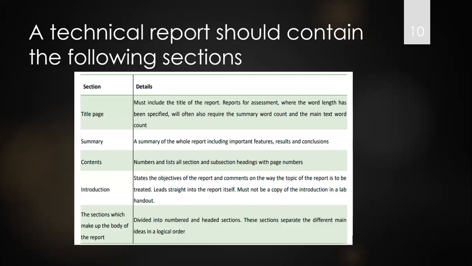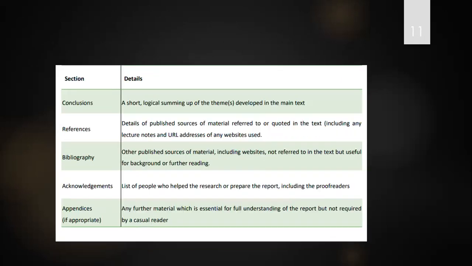A technical report should contain the following sections. So there should be a title page, there should be a summary, contents, introduction, and the sections which make up the body of the report. Then there have to be conclusions, references, bibliography, acknowledgement, and appendices if there are any.